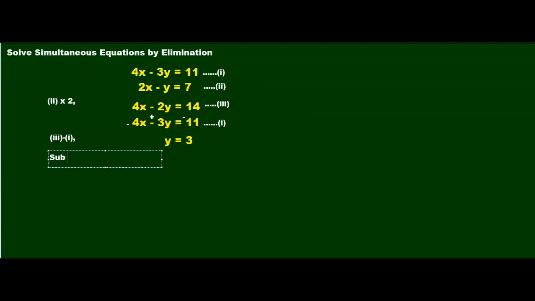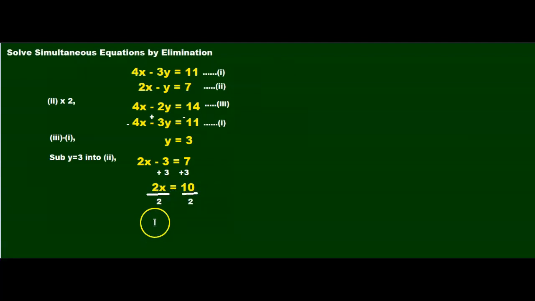Next, I'm going to substitute my y equals 3 into equation 2 because the numbers are smaller once again. So I have 2x minus my y, which is now 3, equals 7. Plus 3 on both sides to get rid of my negative 3 on the left hand side. And I'm left with 2x equals 10. Divide both sides by 2. So I'm left with x equals 5. And that's how we solve that.